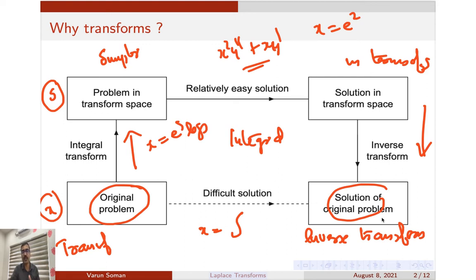So you will be studying 3 things here. You will be studying what a Laplace transform is, then how to convert equations, how to solve the equations there, and then how to get back to the inverse one. So these 3 concepts we will be studying in this section. So this is a brief overview.